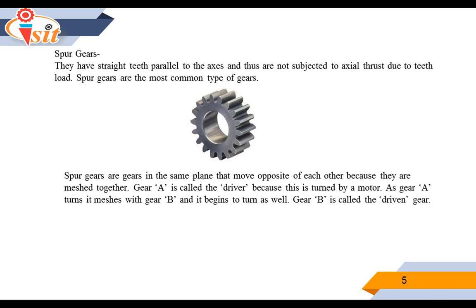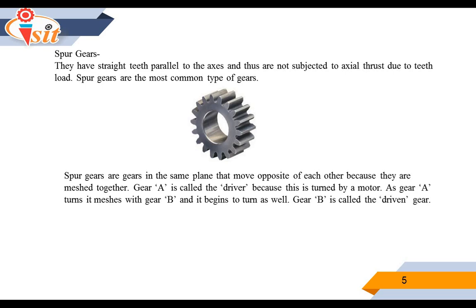Spur gears have straight teeth parallel to the axis and thus are not subjected to axial thrust due to the teeth load. The spur gears are the most common type of gears. The teeth are parallel to the axis of rotation and can transmit power from one shaft to another parallel shaft. You can see here the diagram of a spur gear. Spur gears are the simplest and most common type of gears. Their general form is a cylinder or disc. The teeth project radially, with these straight cut gears.